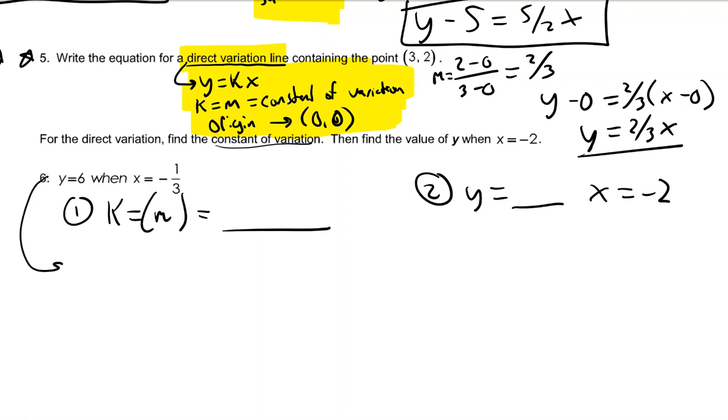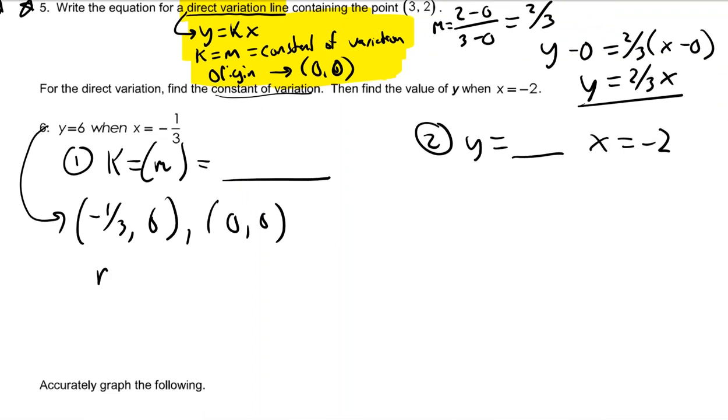Okay, so they tell me that this direct variation line goes through this point. But I also know, because it's a direct variation problem, it also goes through the origin. So that's just assumed. You're supposed to know that part too. So if I want to know the slope, it looks like I could just use the slope formula. Subtract the y's over subtract the x's.